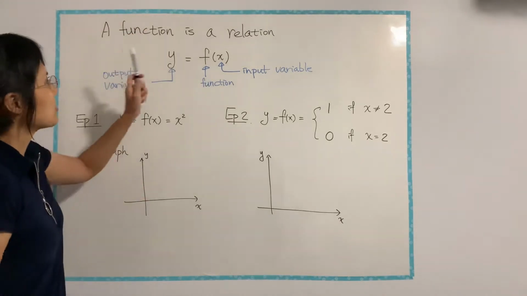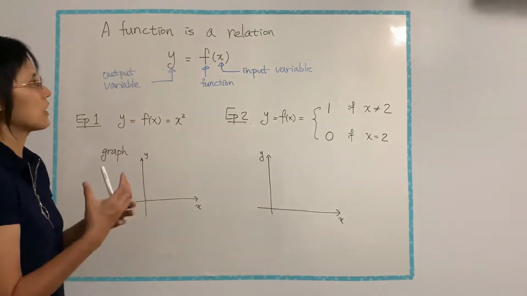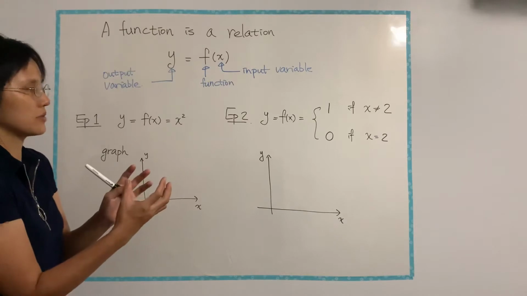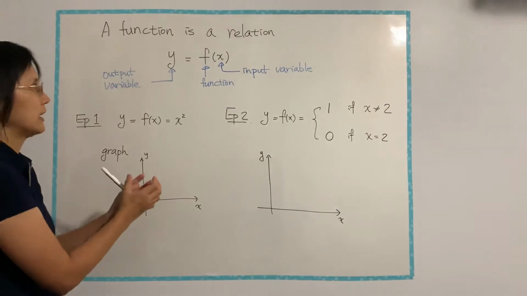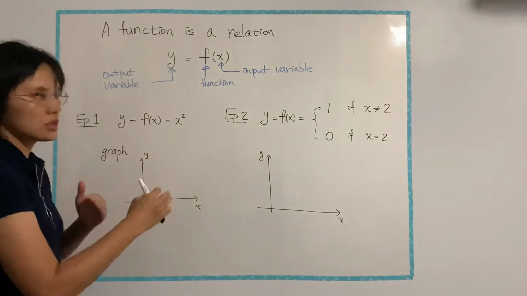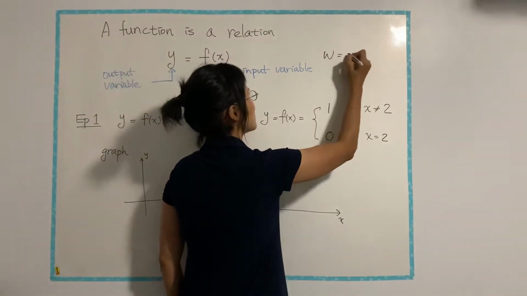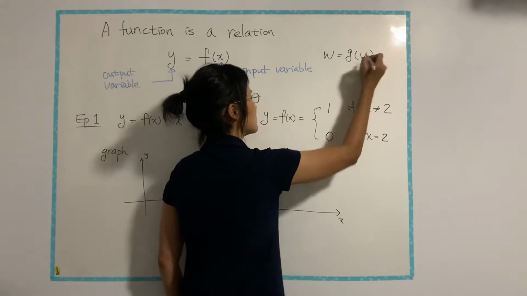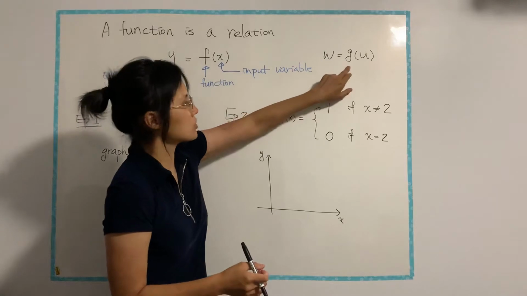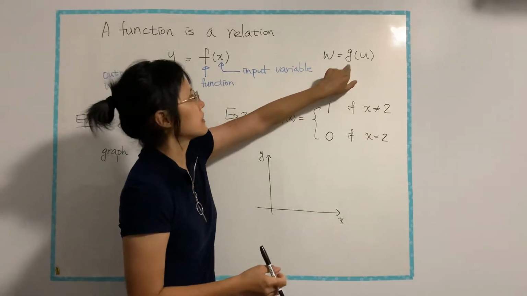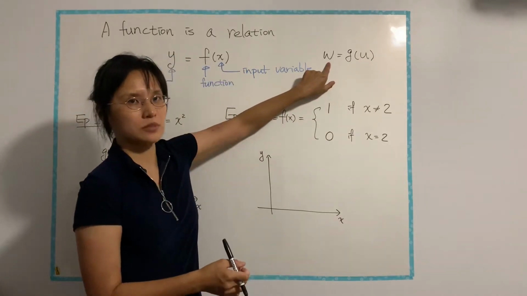Okay, so both x and y are just names. I can have an input variable named u, an output variable named w, and I can have the function named g or h. So if I say w equals g of u, it's still talking about the same idea. g is a function, a relation about the input variable u and the output variable w.